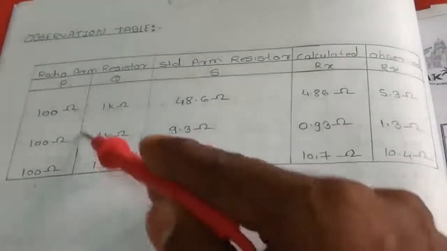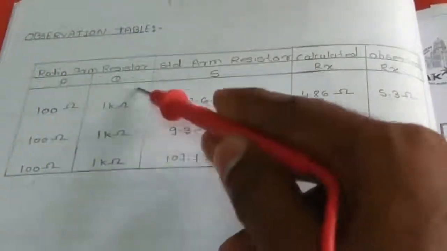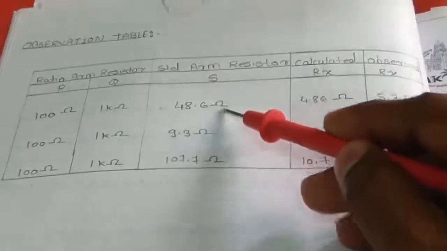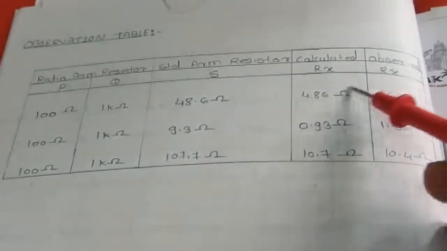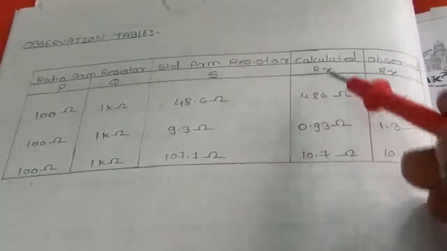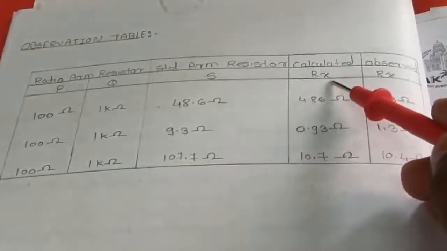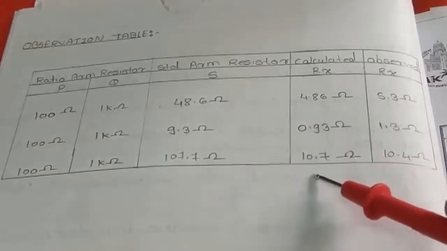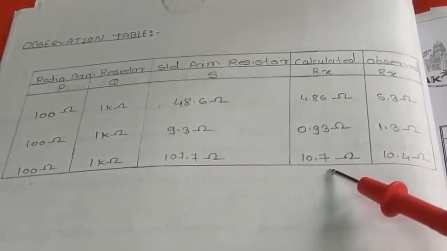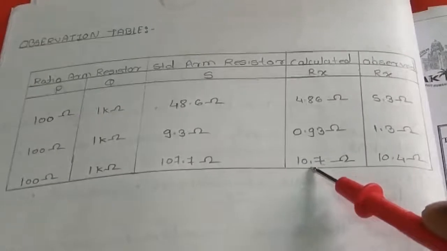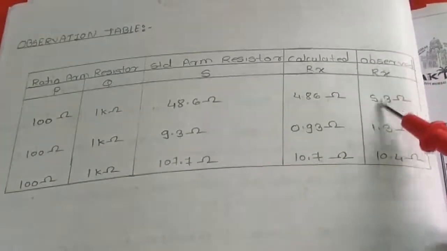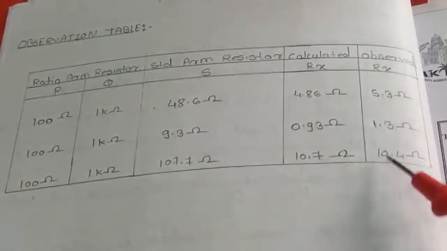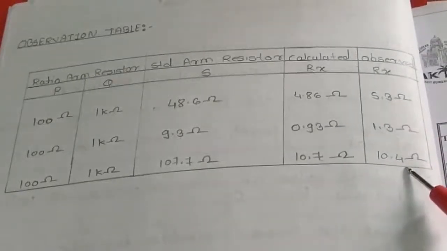We will note down all the readings in the observation table: value of P, value of Q, value of the standard resistor S, variable resistor, and we will find the calculated value of unknown resistance Rx. So we are getting R1 is 4.86, R2 0.93, and R3 is 10.7. At the same time, we will write down here the measured value of all the resistors. The first one is 5.3, second one is 1.3, and third one is 10.4.